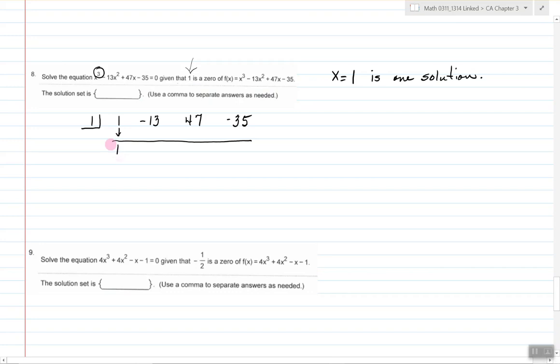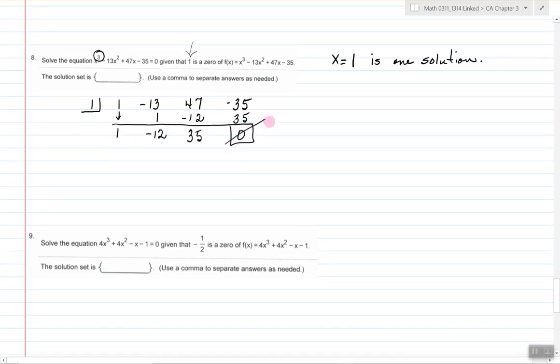Bring down the 1. 1 times 1 is 1. That gives me negative 12. Negative 12 times 1 is negative 12. Combine for 35. 35 times 1 is 35, which gives me, as I anticipated, a remainder of 0.